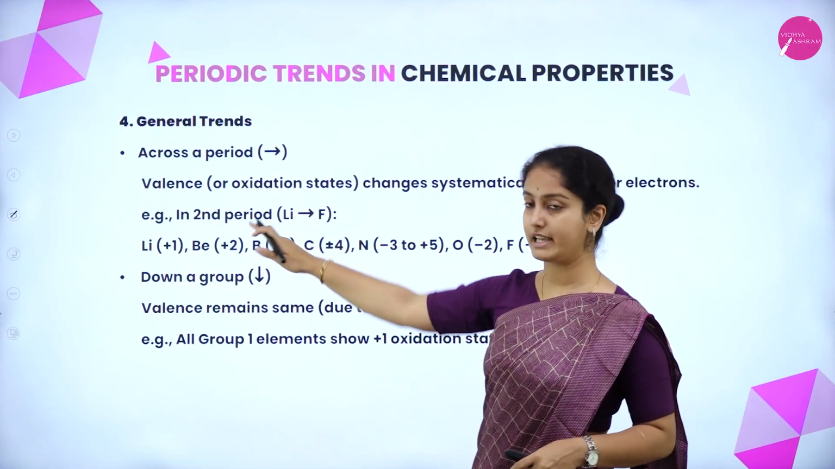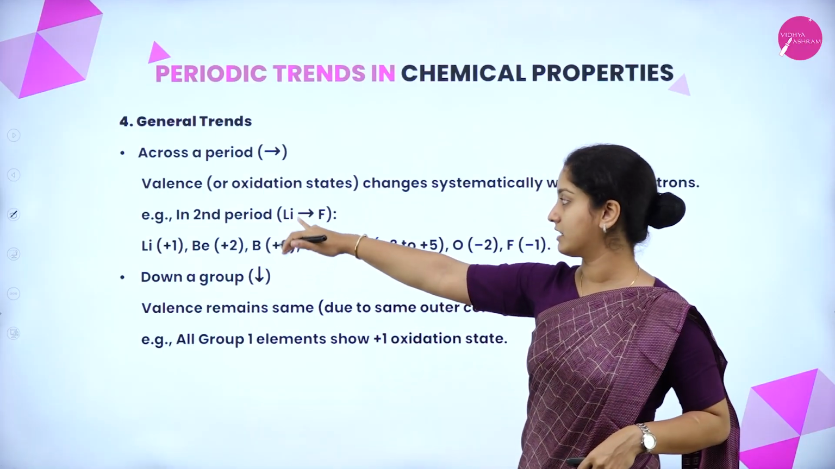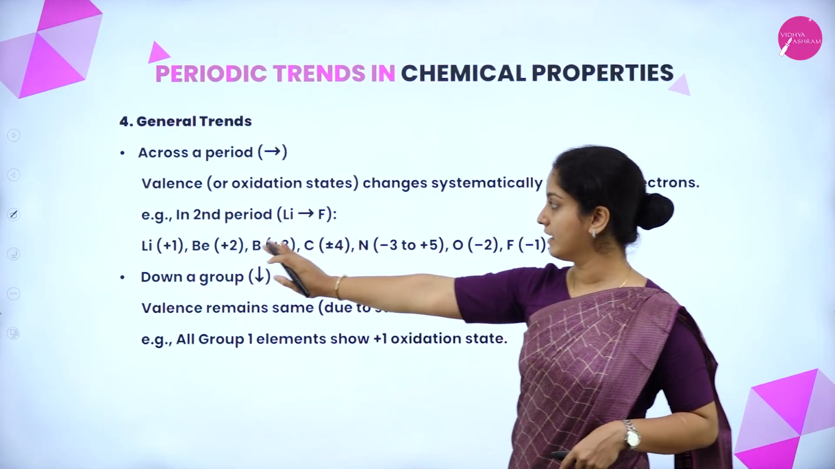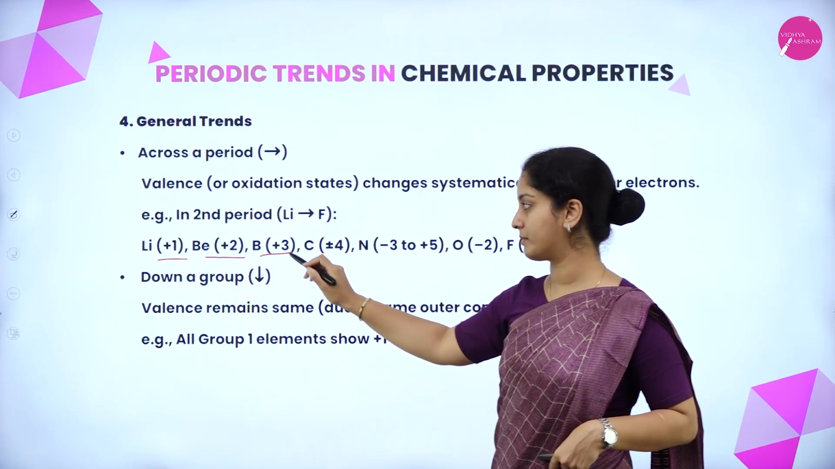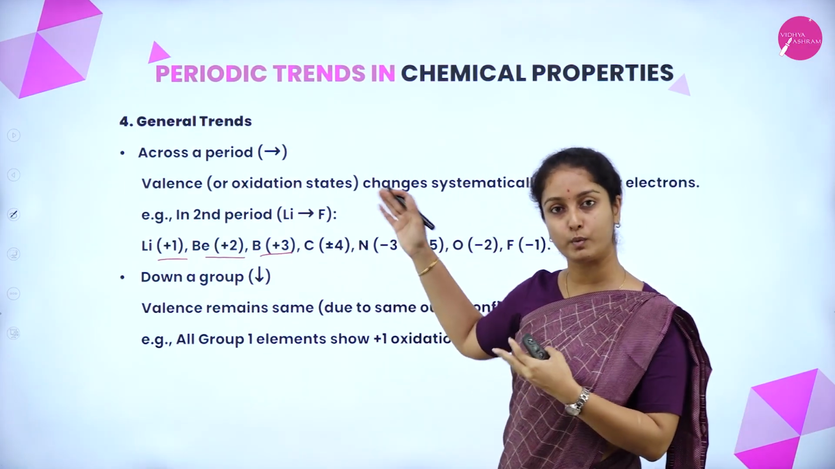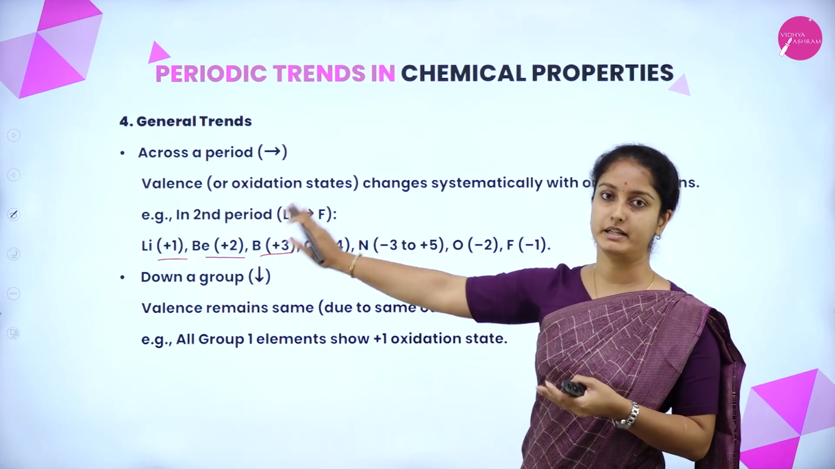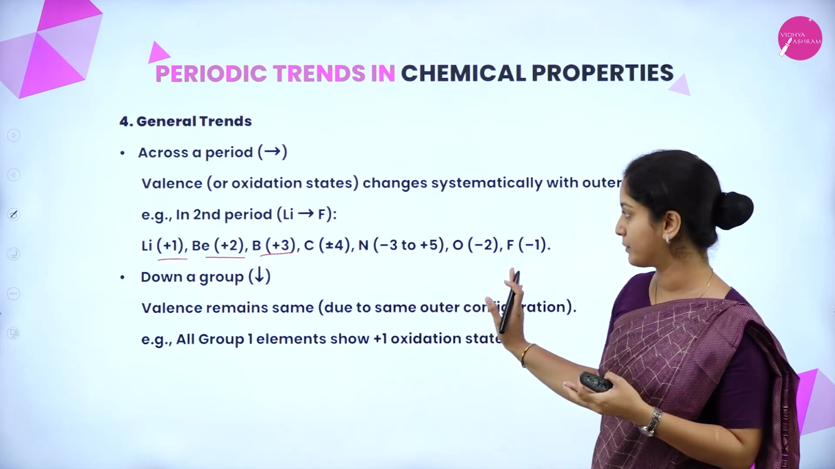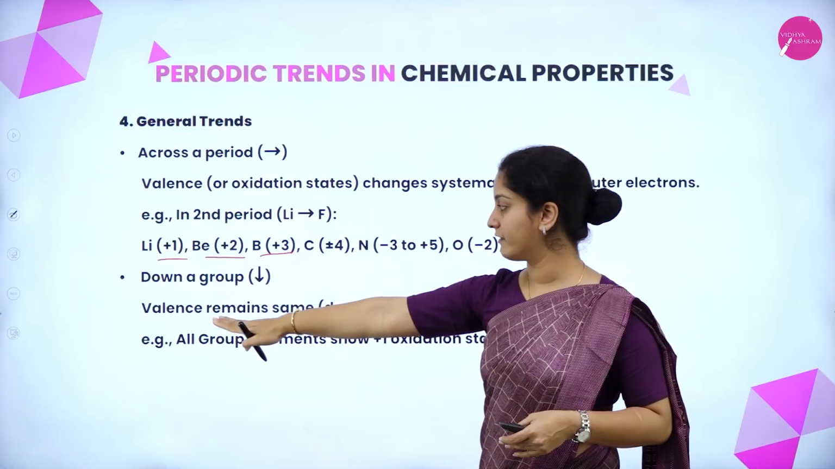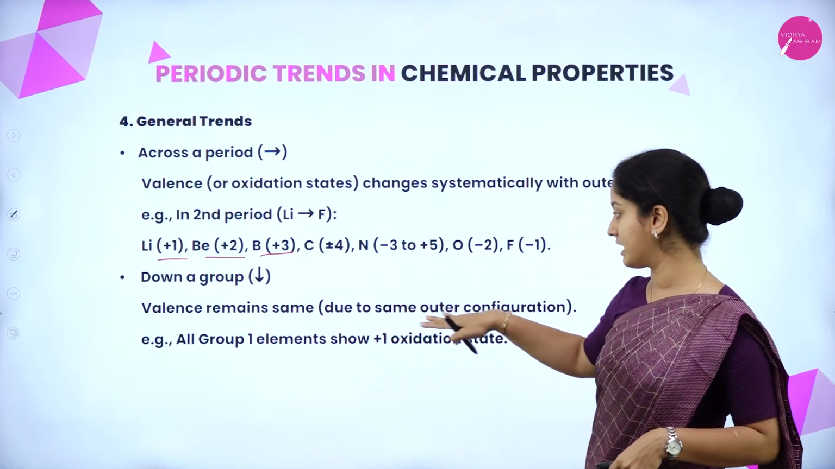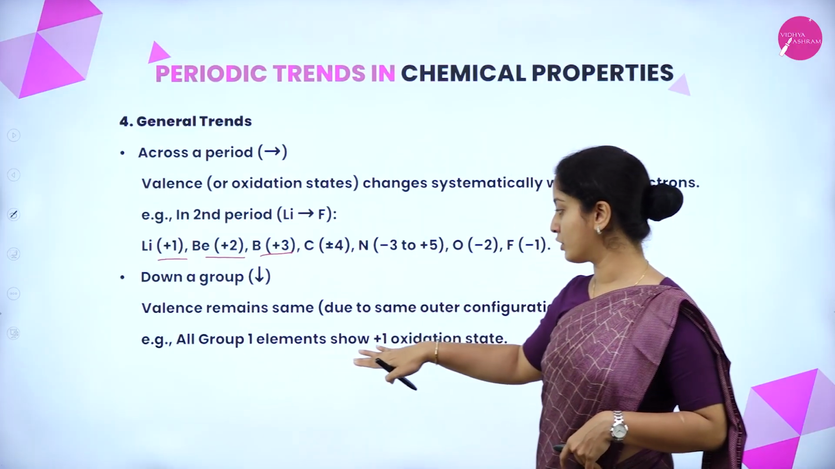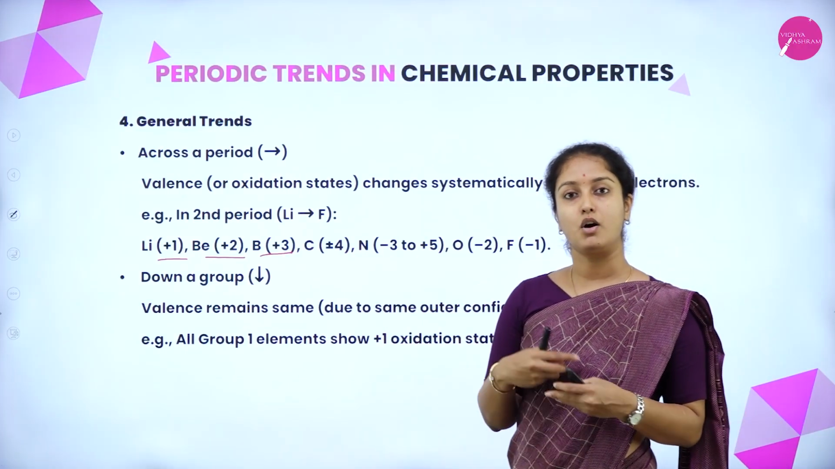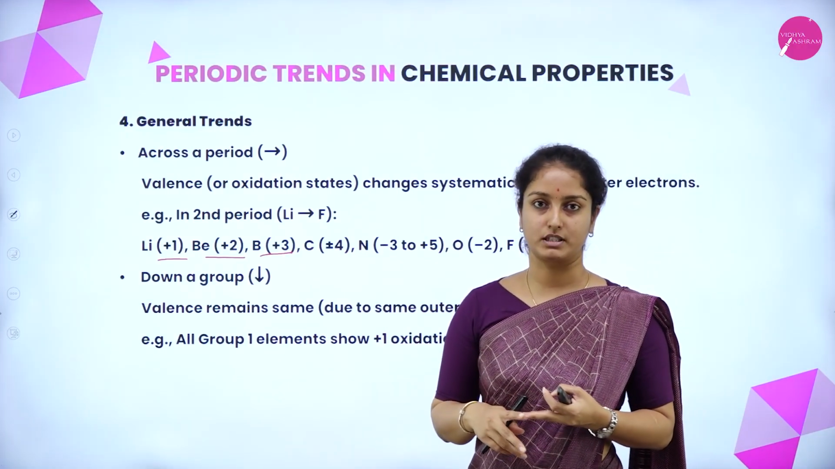For example, in the second period, that is from elements starting with lithium to fluorine, lithium will have +1, beryllium +2, boron +3. So when it comes towards fluorine atom, it changes from metallic property to non-metallic property. Down a group, valence remains the same due to the same outer electronic configuration. That is why all group 1 elements show +1 oxidation state and all group 2 elements show +2 oxidation state.